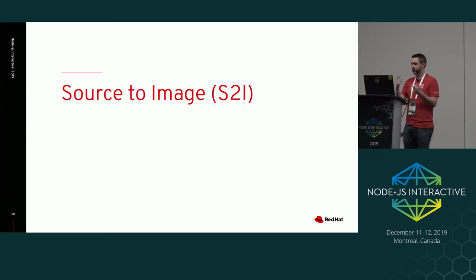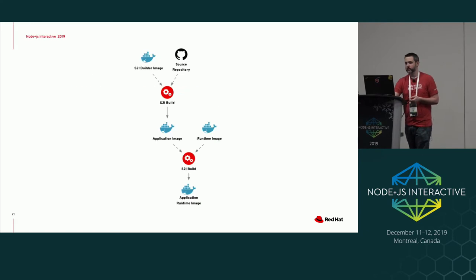And one of those things, which we will see in an example, is called source to image. Basically, you can take your code and a specialized Docker image and combine them together. So you can take your source code without having to write any Dockerfiles or anything like that and create a resulting image that you could then deploy.